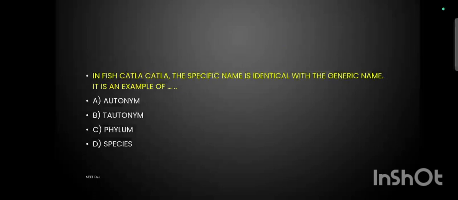Question. In fish Katla katla, the specific name is identical with the generic name and it is an example of, we have already seen one such question earlier, it is an example of autonym.